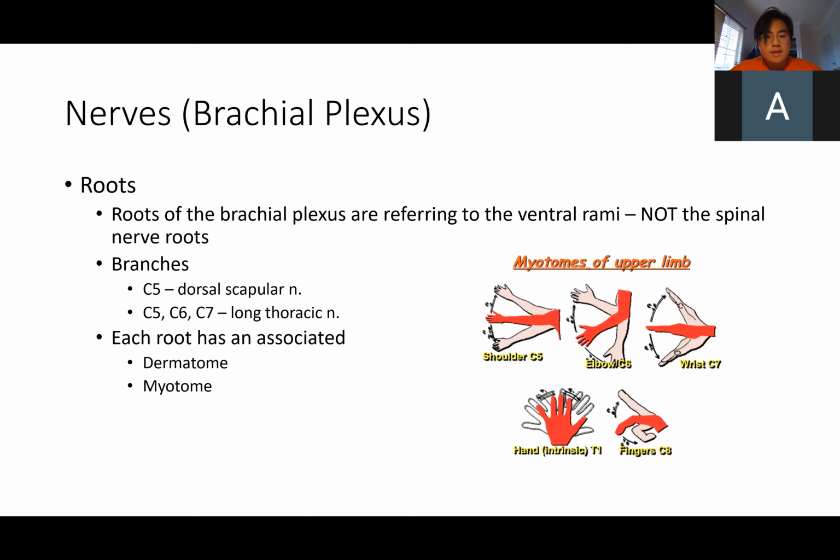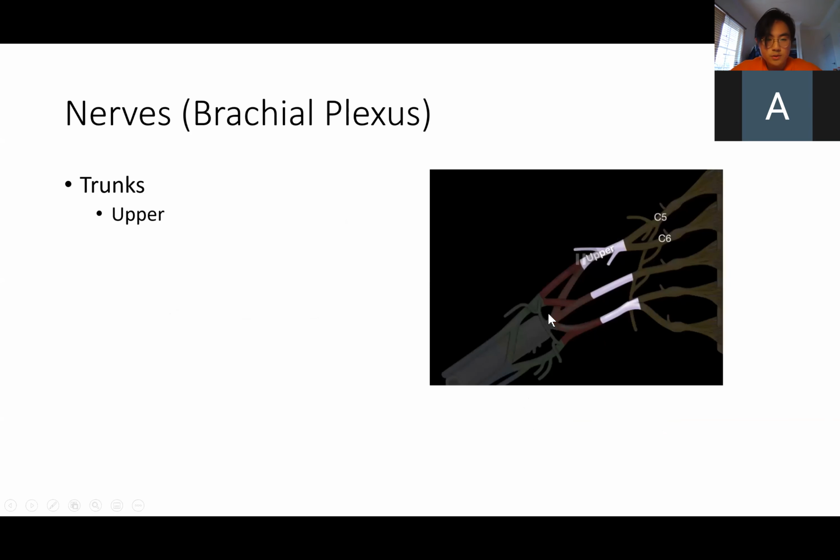Myotomes are muscle movements associated with a particular spinal cord level. So C5 does shoulder abduction and adduction. Myotomes are not as important to know as dermatomes. Next, we'll talk about trunks. They're not that relevant either.